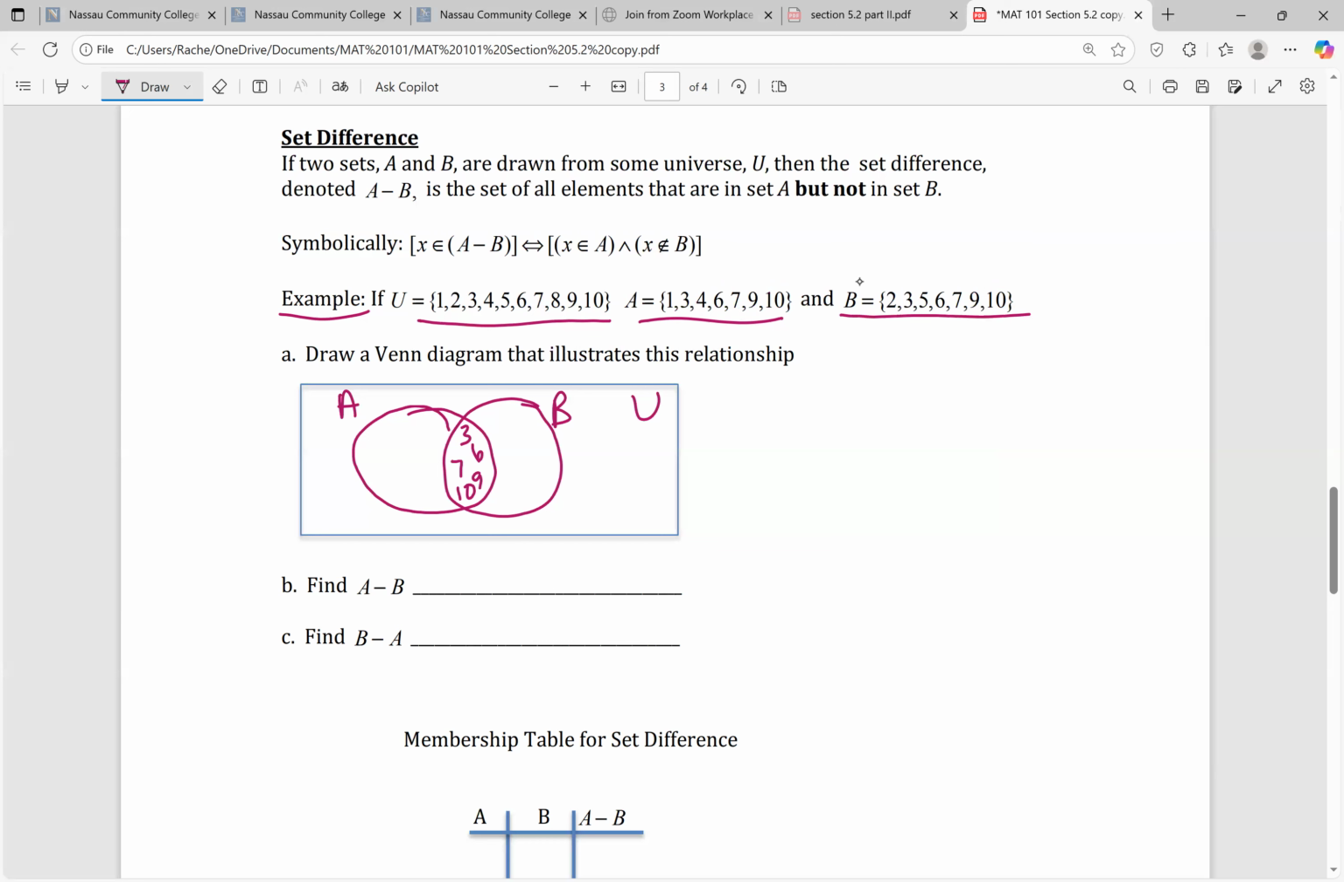Now, what's only in set A, right? That's not in both. So that's going to be 1 and 4, right? The 1 and the 4. And then what's only in set B that's not in the intersection? So that would be 2 and 5. And now what's in neither A or B, right? Because that'll be what's left in the universe. And it seems to just be 8. 8 is the only one that's not in either.